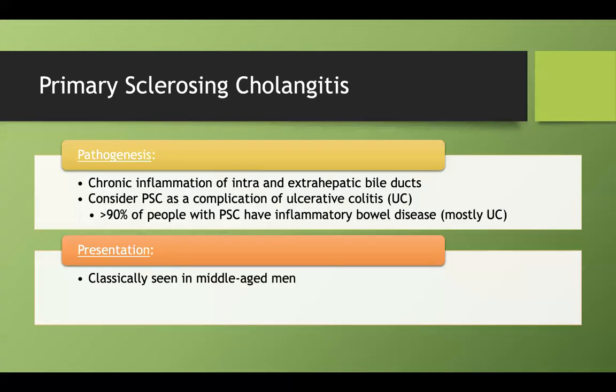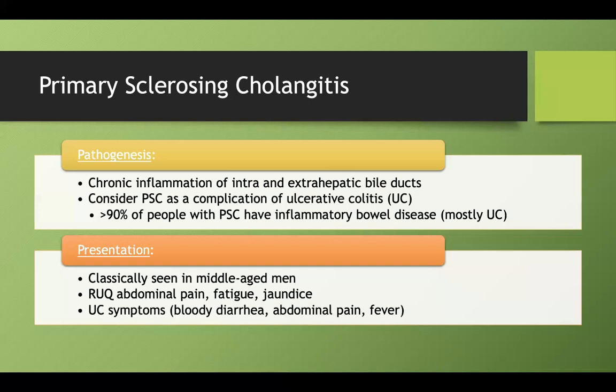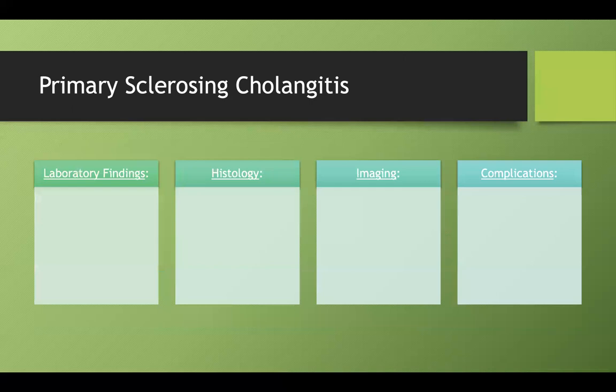This will present in middle-aged men normally, and you'll get right upper quadrant pain, fatigue, and jaundice, but you'll also have UC symptoms, and that's how that'll tip you over the edge. They'll either give you somebody who has a history of inflammatory bowel disease, or they'll give you somebody who has these bile duct symptoms, but then they also have these IBD symptoms. So you'll see this overlap, and that'll clue you in that it might be talking about PSC.